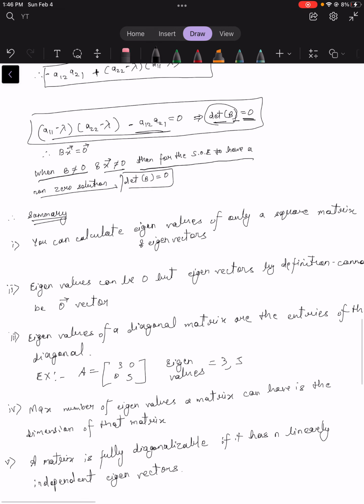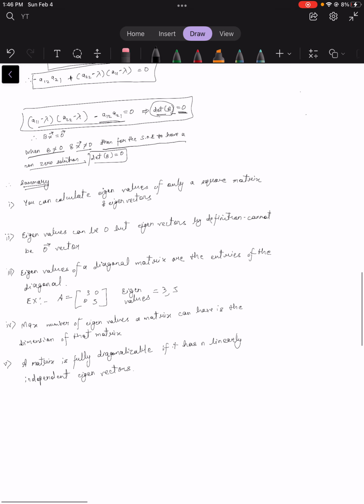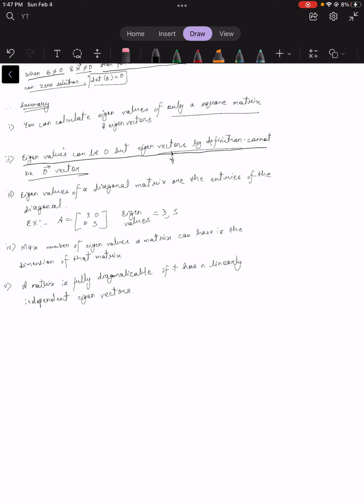Now if we summarize the whole concept, we can say that eigenvalues of only a square matrix can be calculated. Eigenvalues can be 0, but eigenvectors by definition cannot be a 0 vector. What does this mean? That eigenvectors need to have some length to undergo some transformation.